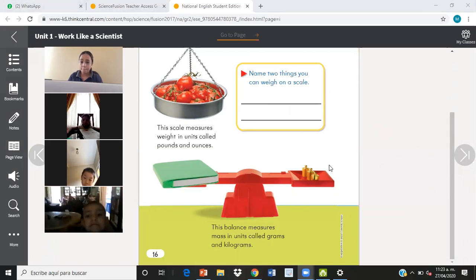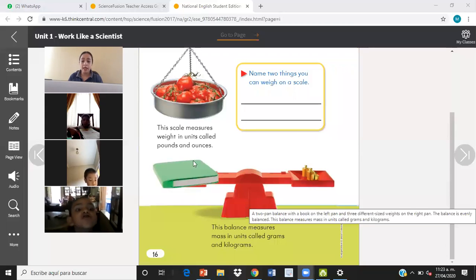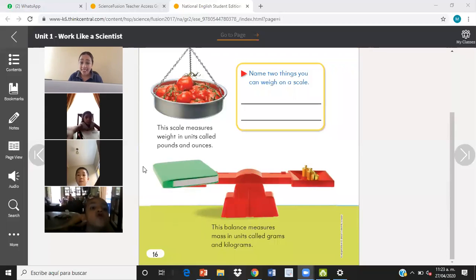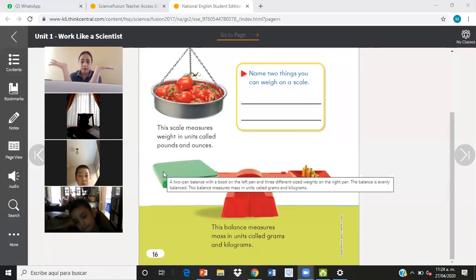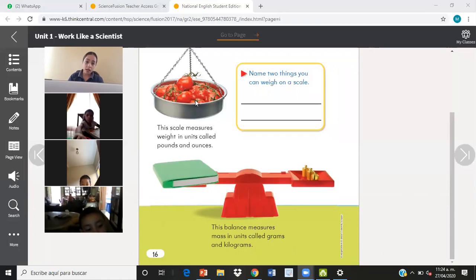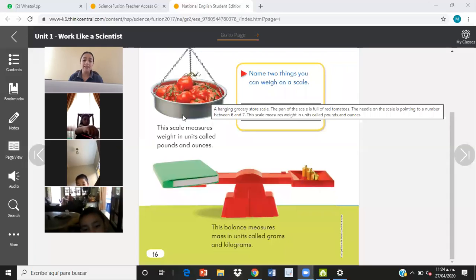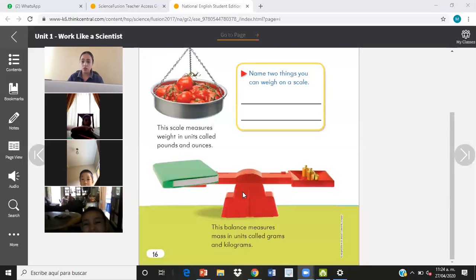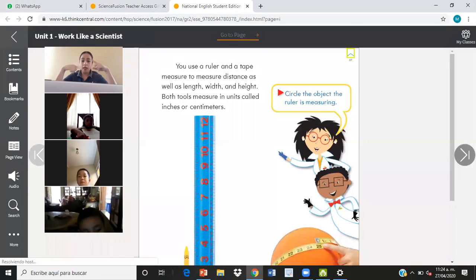Okay. Now, here is another kind of tool used to measure weight. This is called a balance. Esa es una pesa and has 2 arms to weigh the objects. And this one on the top of your book is called a scale, okay? Esto es una pesa y esto es una balanza, okay? Now, turn your page, please.